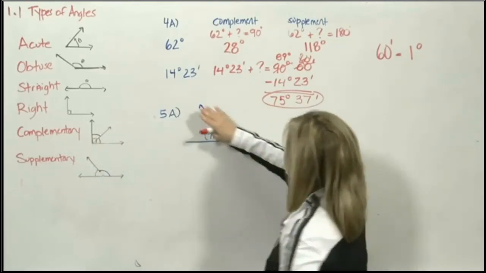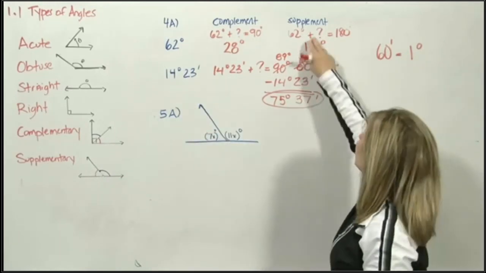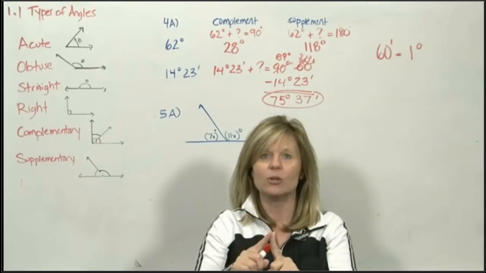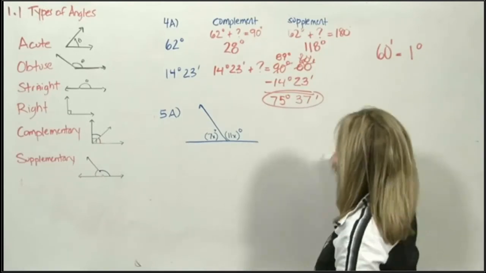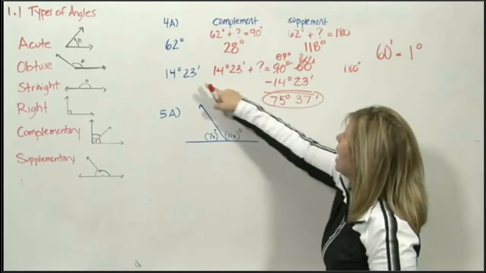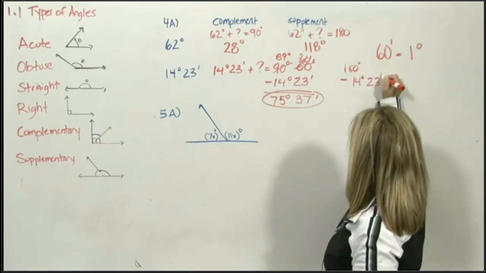Now I want to find the supplement to 14 degrees, 23 minutes. So again, what does the word supplement mean? Supplement means two angles that add to 180. So what I want to do is I want to say I have 180 degrees. I know that's the total. And I want to subtract my 14 degrees, 23 minutes.